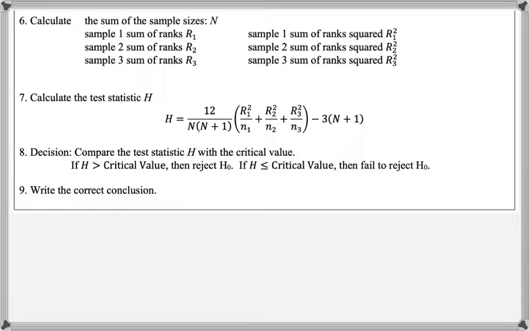Then we find the sum of the ranks from the three different samples, and then we square these values. To find the test statistic H, we use this formula. Then we compare H with the critical value. If H is greater than the critical value, we reject the null hypothesis. If H is less than or equal to the critical value, we fail to reject the null hypothesis. Then we write the correct conclusion.